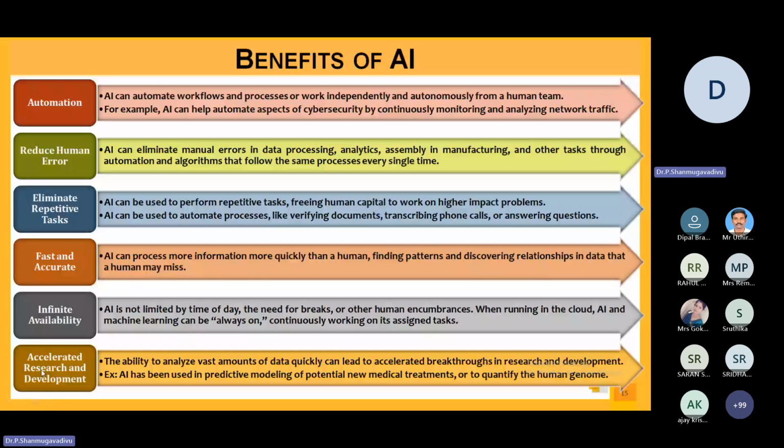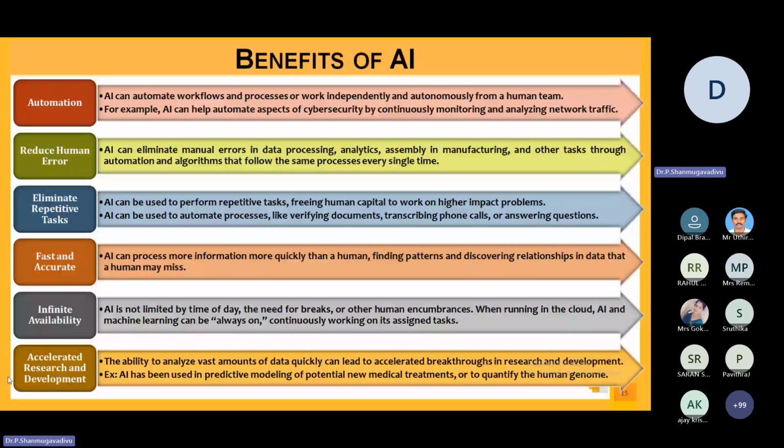So AI can automate workflow and processes or work independently and autonomously from the human team. So for example, AI can help to automate aspects of cybersecurity by continuously monitoring and analyzing the network traffic. Right? So automation is possible without any human intervention. Then the next one is reduce human error. AI can eliminate manual error in data processing, analytics, and assembly in manufacturing and all other tasks of automation because it is known for its accuracy.